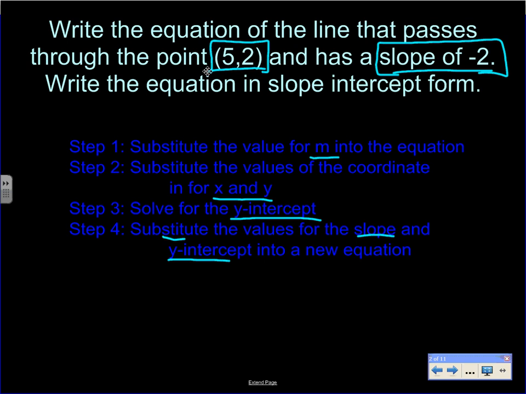So if you need to pause the video to write those down so you can have those, you can go ahead and do that. I'm going to move on and we're going to solve this problem here. And we're going to follow those 4 steps for every single problem that we do in which we're given a point and the slope and we need to write an equation.